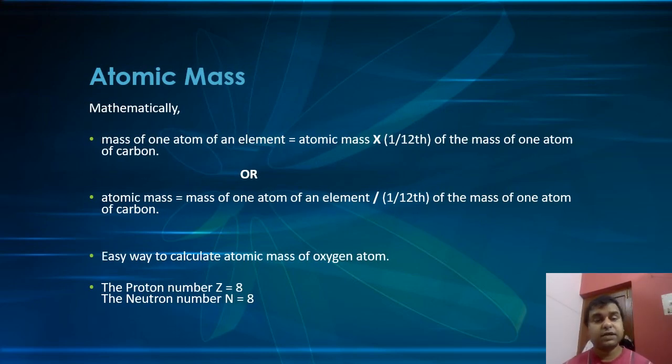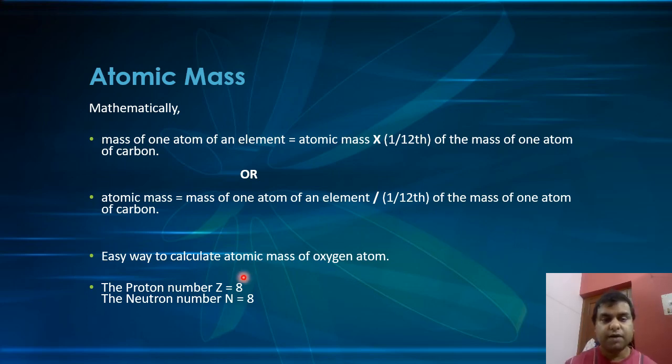Continuing, mathematically speaking, how do we calculate it? Mass of one atom of an element is equal to atomic mass into 1/12 of the mass of one atom of carbon, or atomic mass equals mass of one atom of an element upon 1/12 of the mass of one atom of carbon. That's how you calculate the mass of an atom of any element.